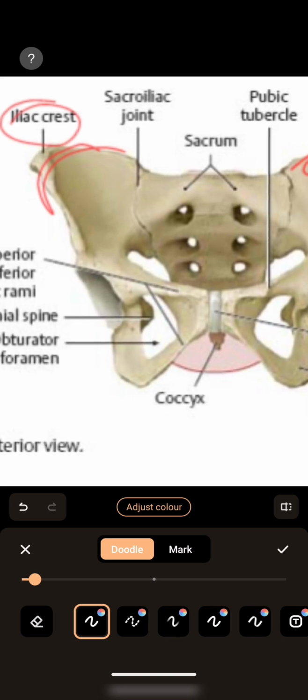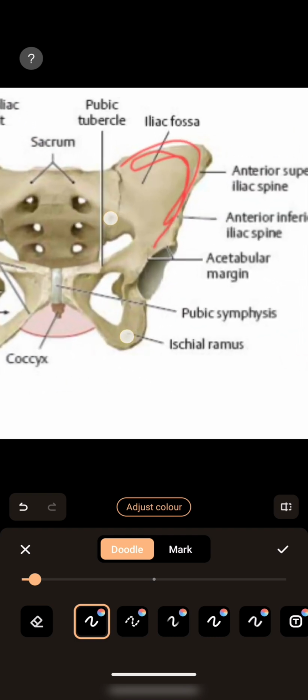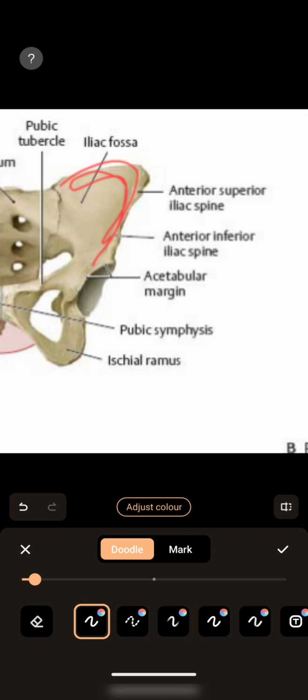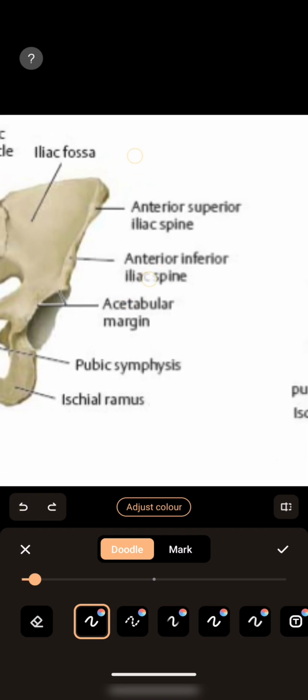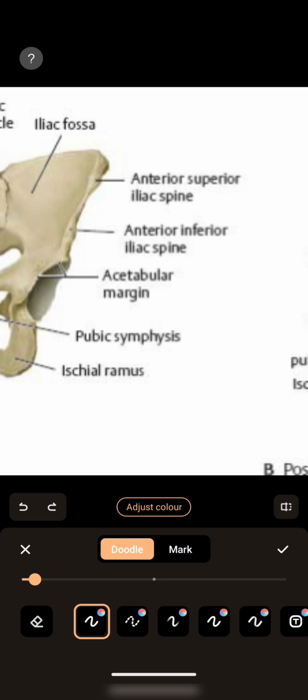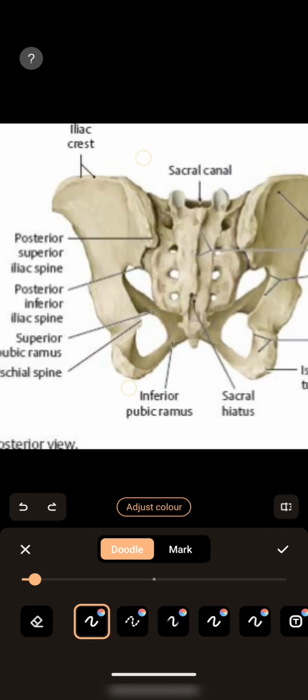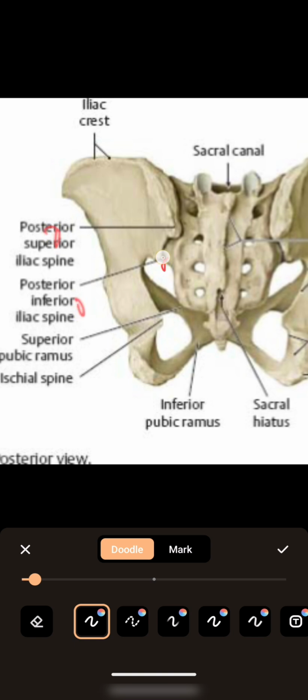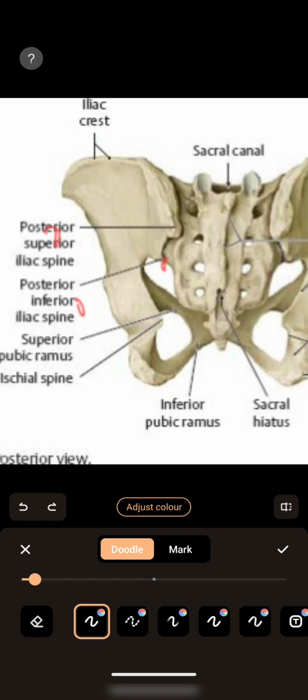And there are bony prominences in the front and the back of this iliac crest. They are called the iliac spines. Anteriorly there are two iliac spines: the anterior superior iliac spine and the anterior inferior iliac spine. So these are the two spines which we see anteriorly, in front of this iliac crest. And posteriorly there are again two spines: the posterior superior iliac spine and the posterior inferior iliac spine. These are the two iliac spines which we see posteriorly.